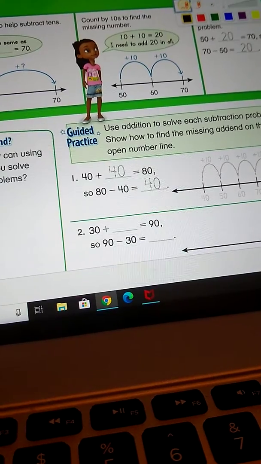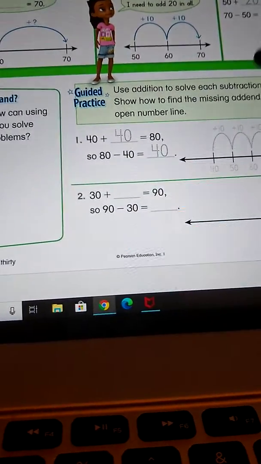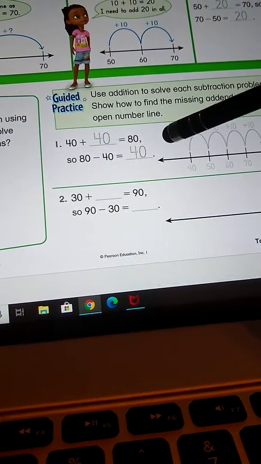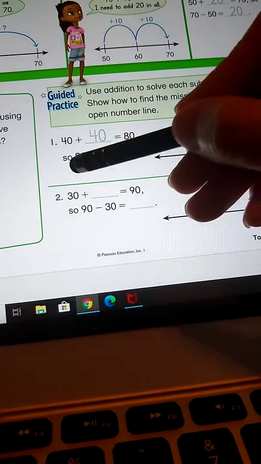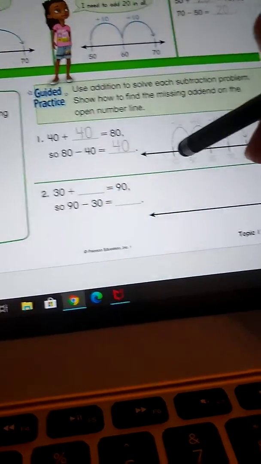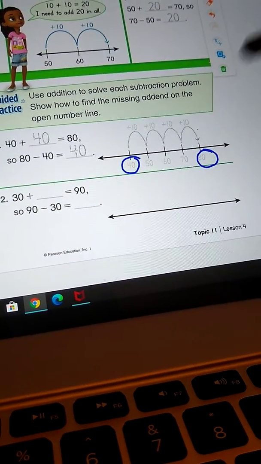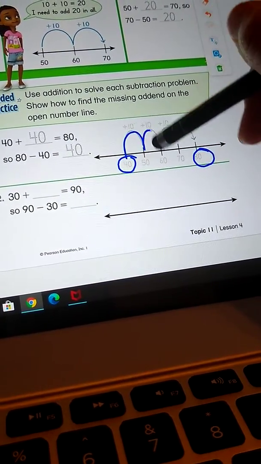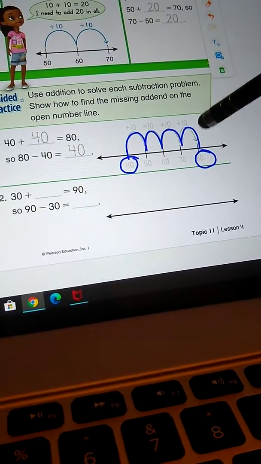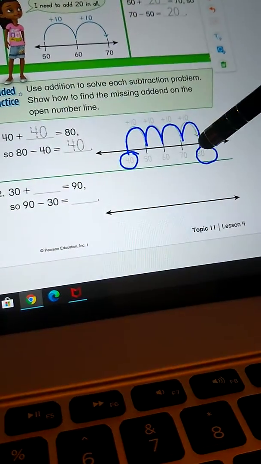The first one here that you can use is the number line. All right, so same thing: 80 minus 40 equals what? We're going to use addition to help us. So this becomes 40 plus what equals 80. On the number line, we start at 40, right? And we know we have to end at 80. So you do your jumps, okay? And then you realize, oh, I did 4 jumps. So there's your 40.